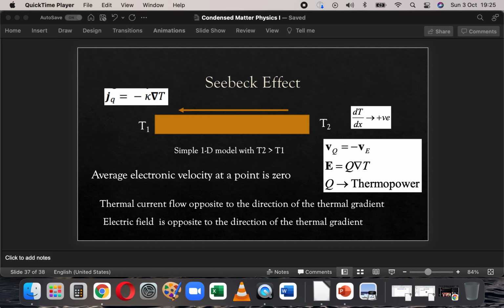But in the case of thermopower, if the electrons are the main carriers, then the thermopower will be negative. If there are holes, then the thermopower will be positive, just like in the Hall effect. So the analogy with the Hall effect is much more complete. Just like the Hall coefficient changes sign, the thermopower also will change sign.